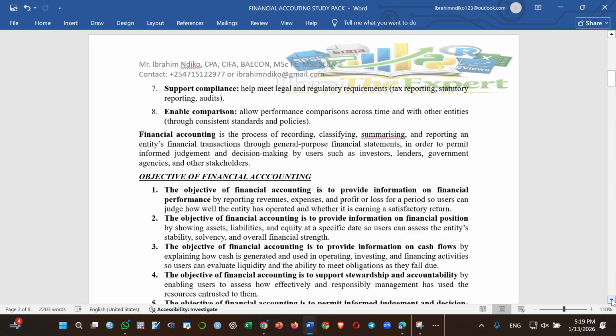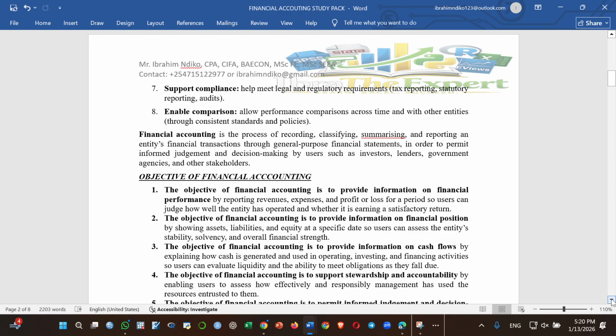Number 8, it enables comparison. So if you can measure performance as a business across the time period, or across the financial period, then you can compare that performance with that of another business. So it allows comparison of financial transactions between one company and another.